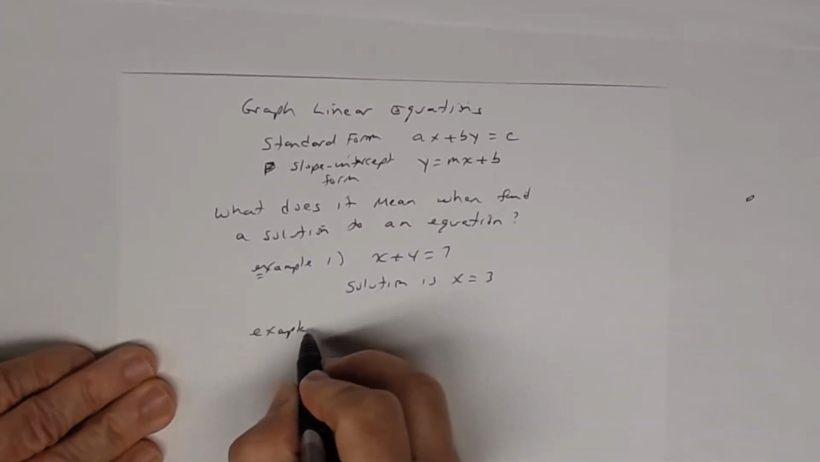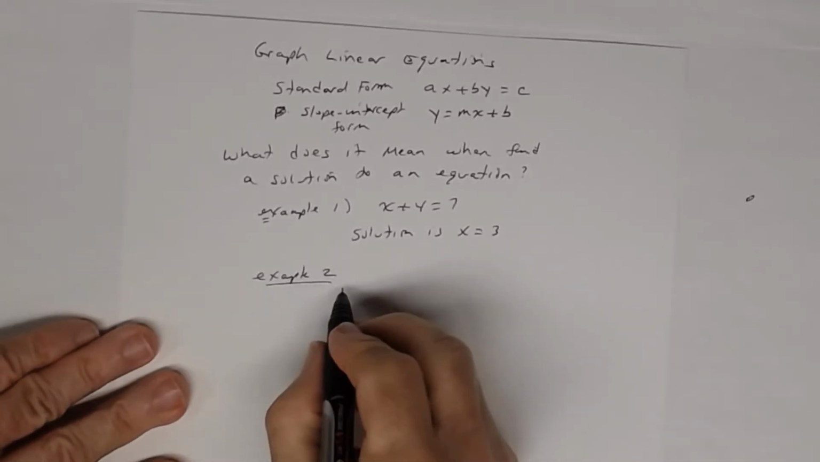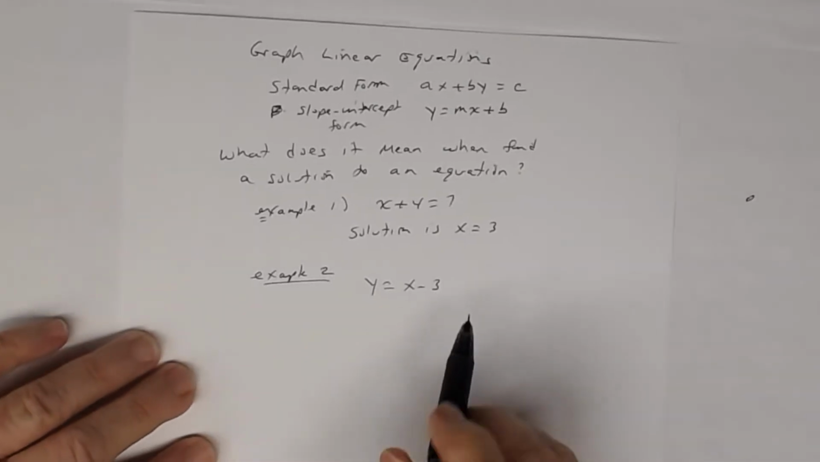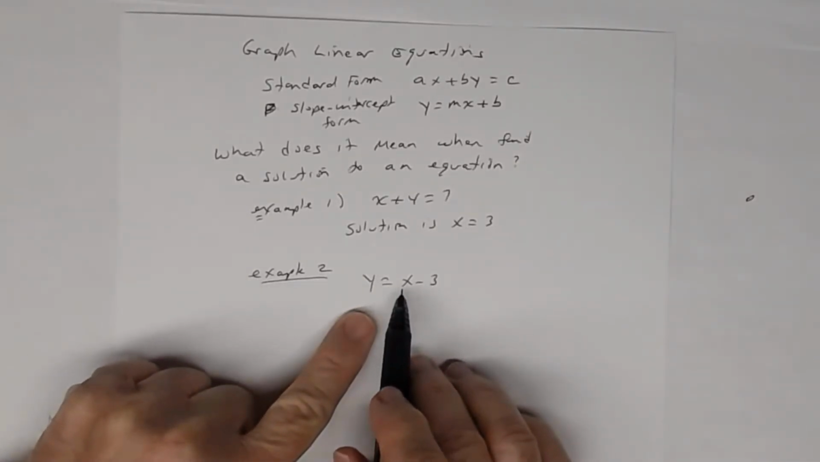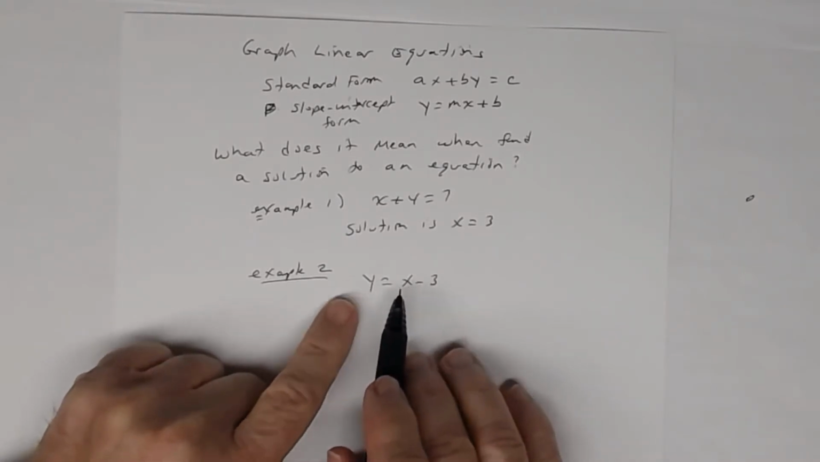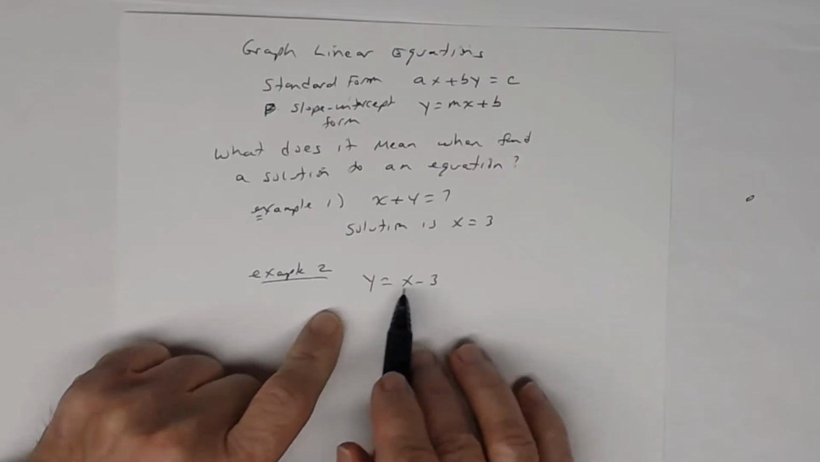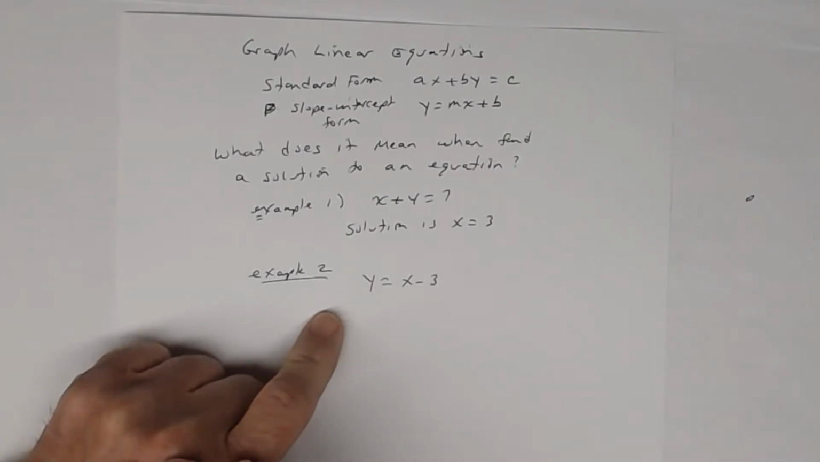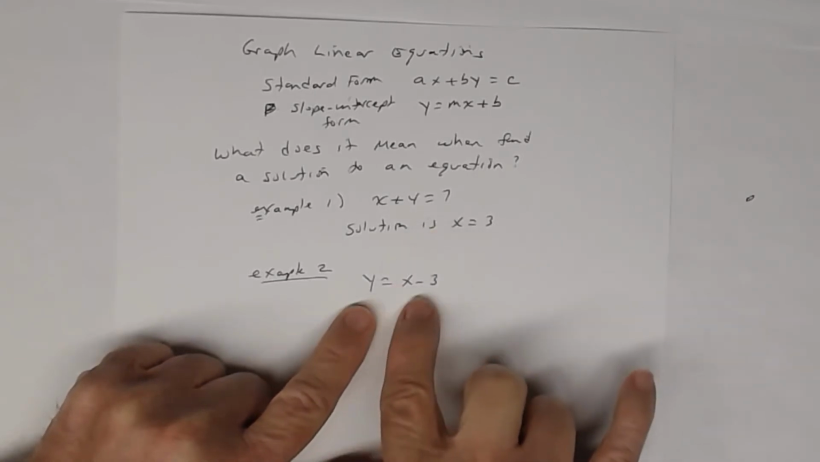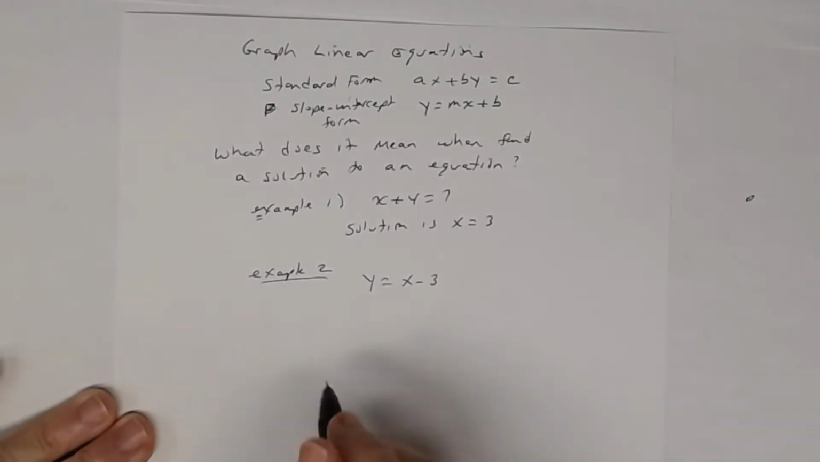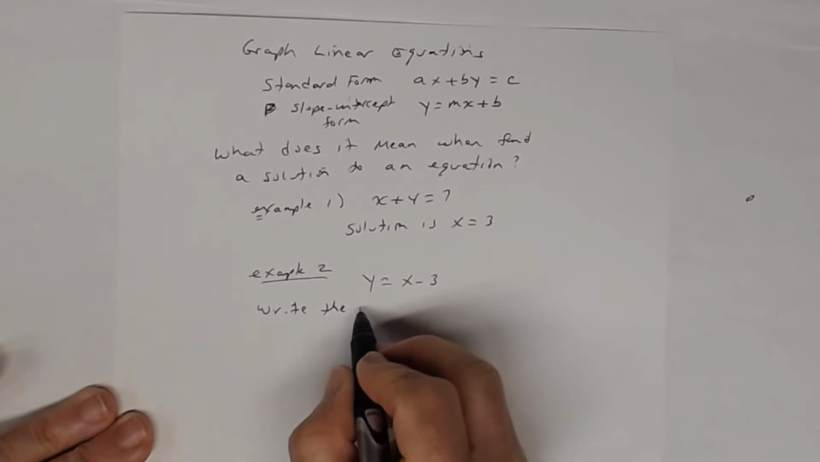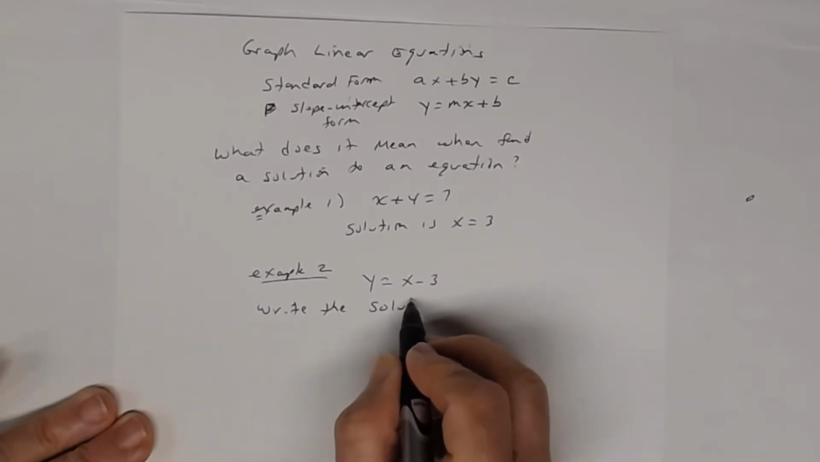So let's suppose I had this example. Example 2, we have y equals x minus 3. Notice that we have two variables here. And so you want to find out what value of x and what value of y would make this equation a true statement. Now, when we talk about a linear equation in which you see two variables, this is one variable, this is two variables, you're going to write the solution as an ordered pair.